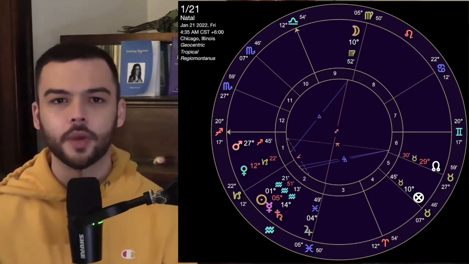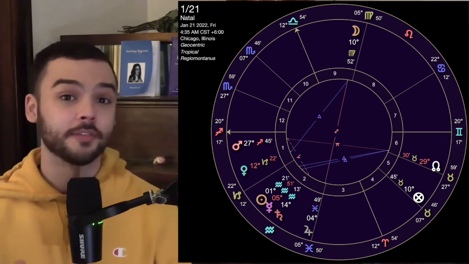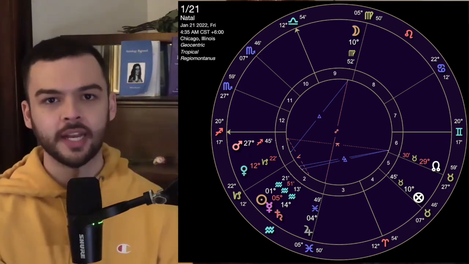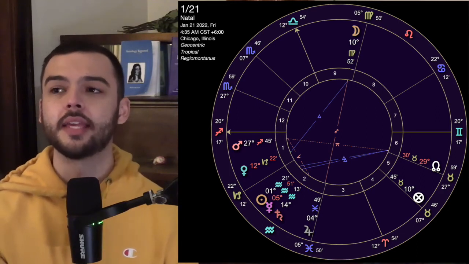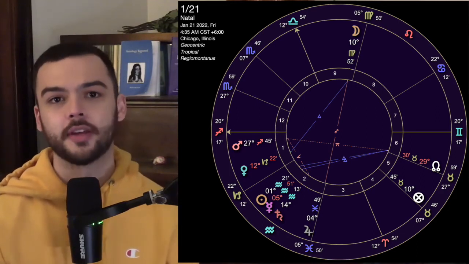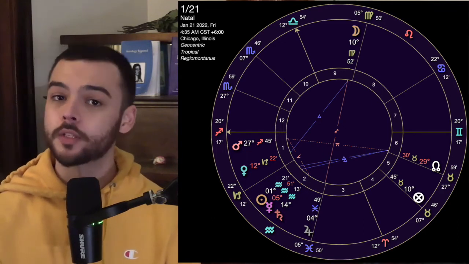there's definitely some kind of meditation or contemplation happening around finances. Maybe it's even just working toward finances, and working toward finances in a way that is going to have some long-term benefits. This chart also has a strong Mars in the first house.